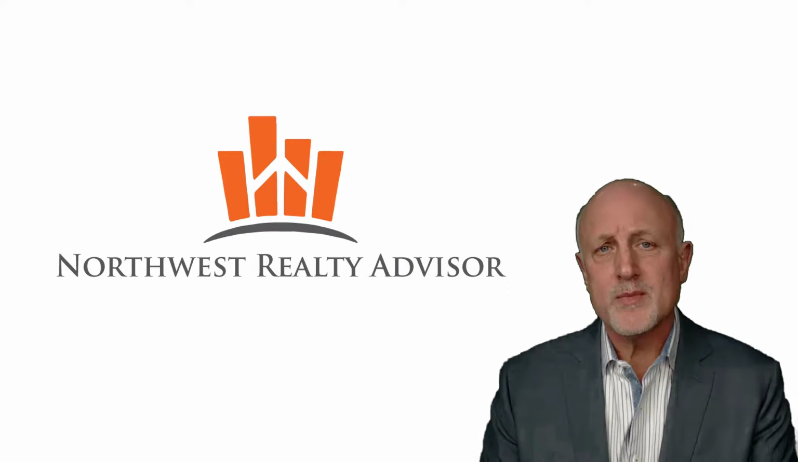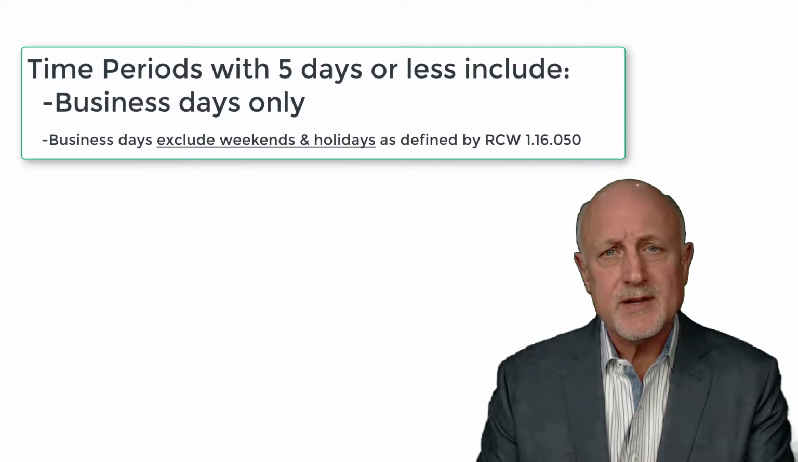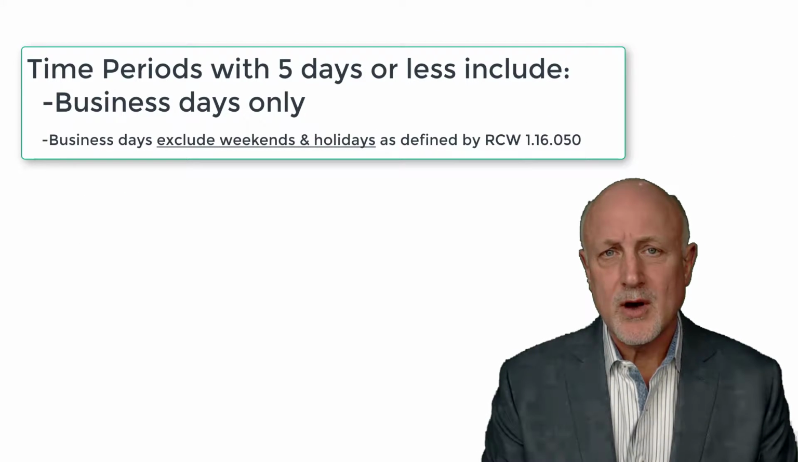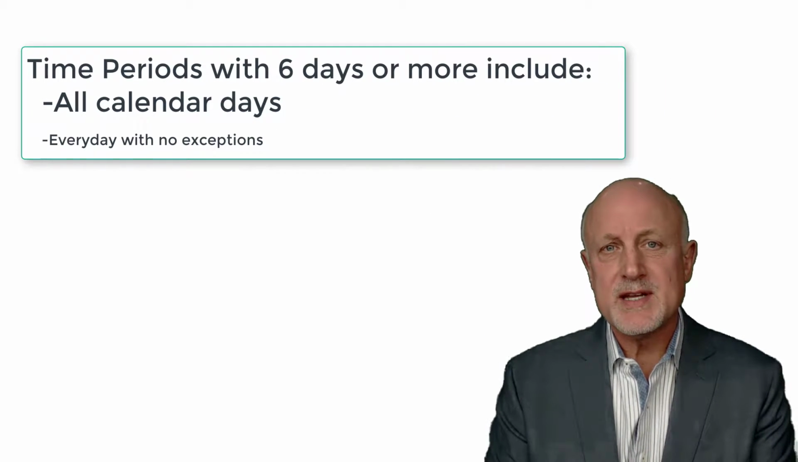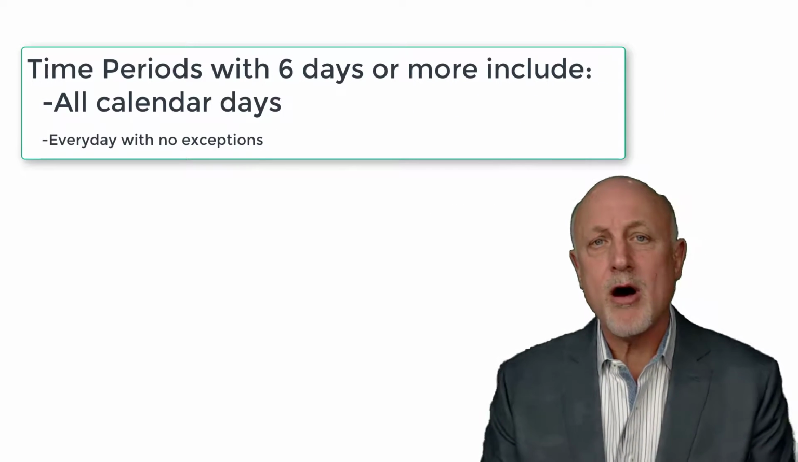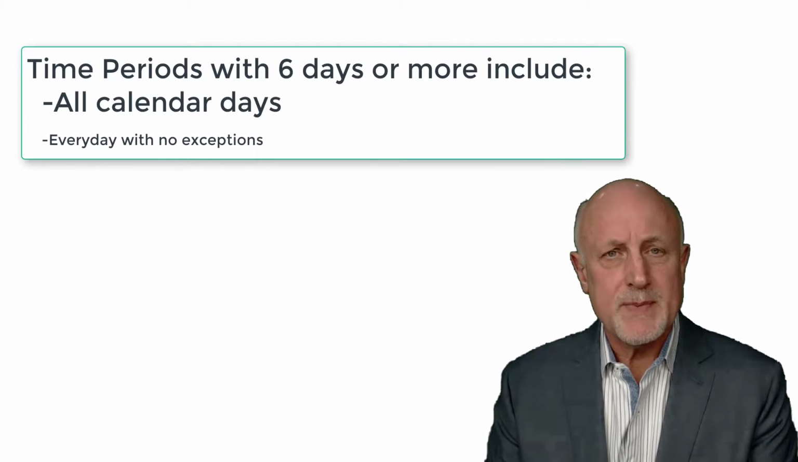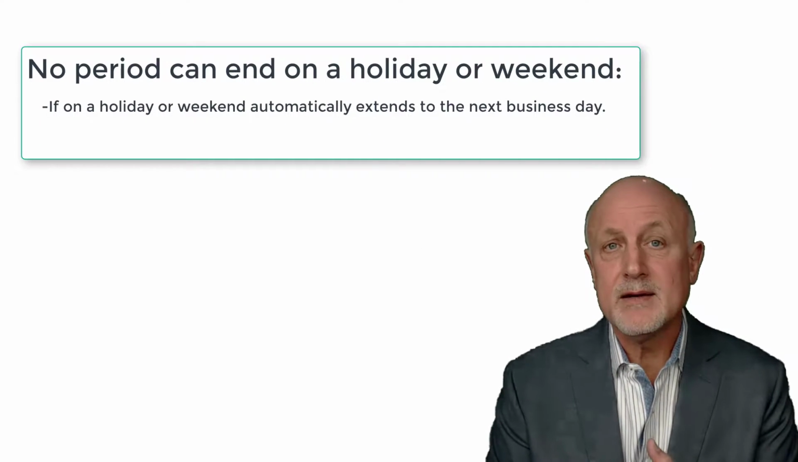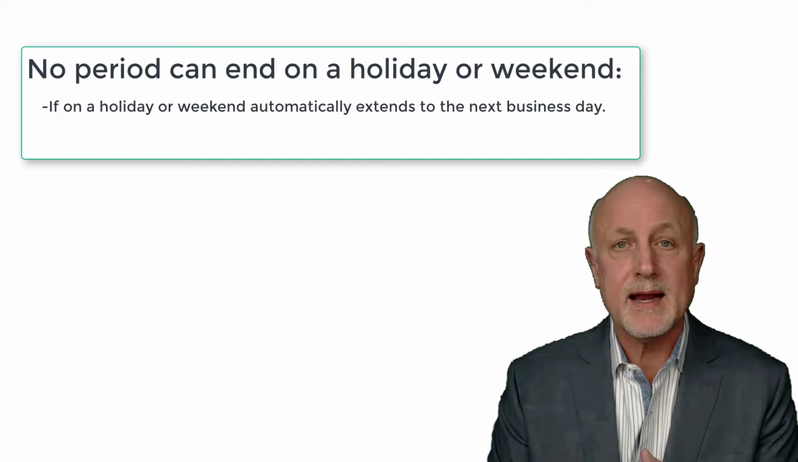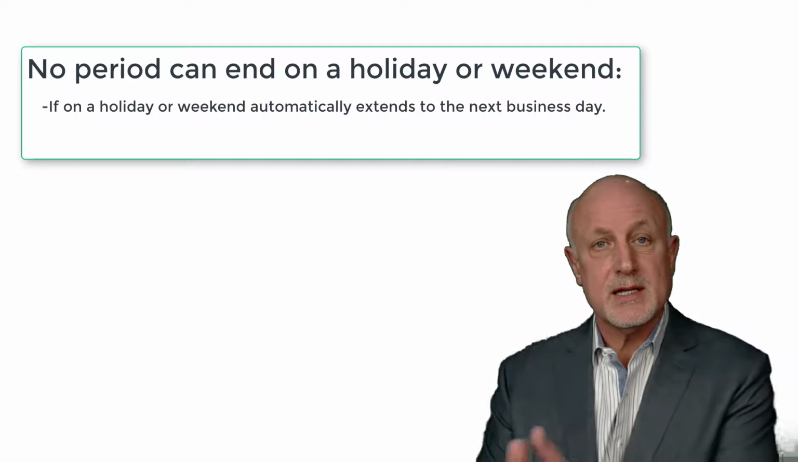Under the statewide form's calculation of time provision, time periods that are 5 days or less only count business days. Time periods that are 6 days or more count all calendar days. Now both of those perspectives have one exception, and that is they cannot end on a holiday and they cannot end on a weekend. So if it ends on a holiday or a weekend, it gets extended until the next business day.